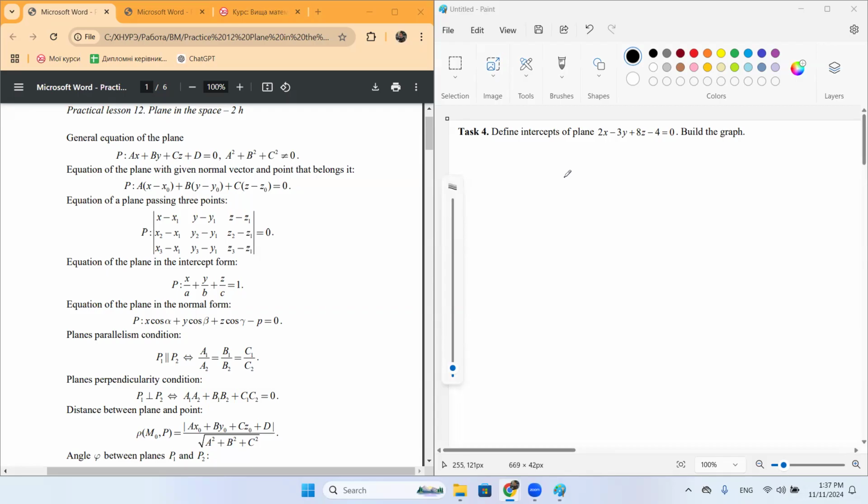Danil? I think we need to put minus 4 after the equals, and it will be 4, and we need to divide all the equation by 4. Yeah, so generally speaking, we need to write the equation in the intercept form.